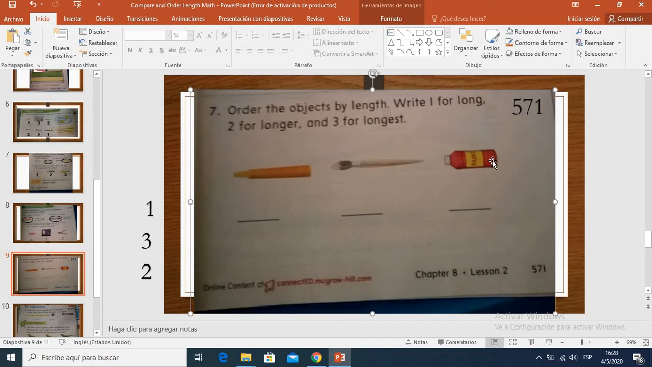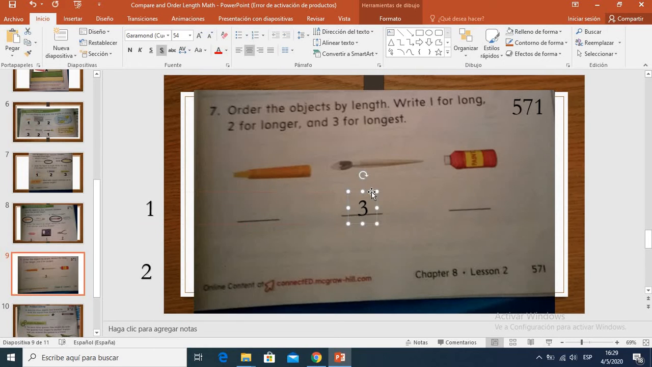Which one is the longest? Of the 3, which one is the longest? El más largo. The paintbrush. Very good. The paintbrush is the longest. So I write the number 3. Why? Because the instruction says that we need to write 3 for longest. Now, which one is longer, the crayon or the bottle of paint? The crayon, very good. So we need to write the number 2 for the crayon.